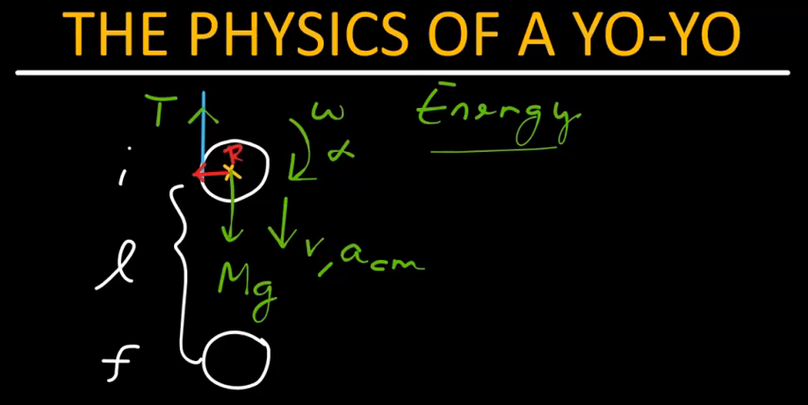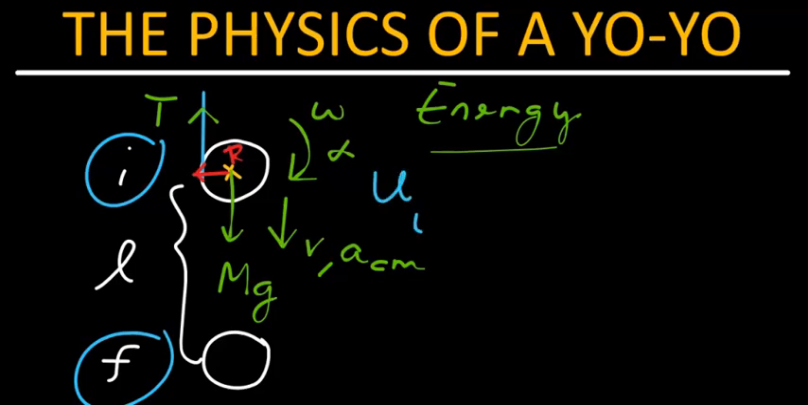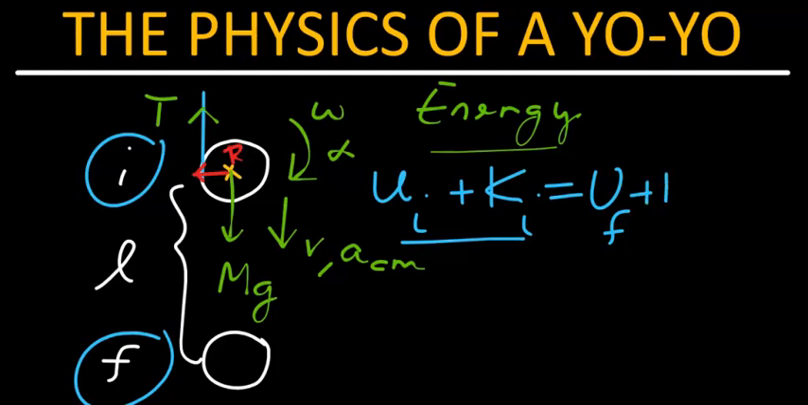That means the mechanical energy at the initial point must be the same as the total mechanical energy at the final point. So mechanical energy consists of two things: one is the gravitational potential energy plus the kinetic energy of that yo-yo. So the sum of these two energies at the initial point must be the same as the sum at the final point. As simple as that. This is the statement of conservation of mechanical energy.